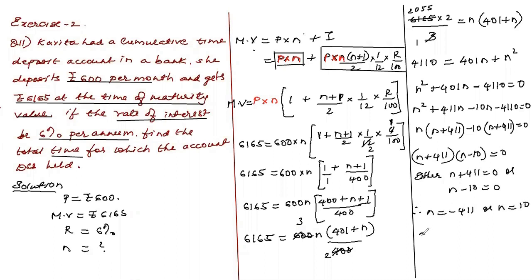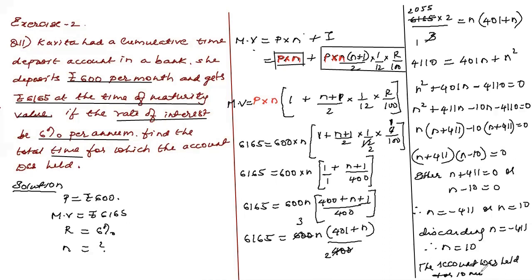So discarding n is equal to minus 411, therefore n is equal to 10. What is this? The time for which the account was held. The account was held for 10 months.